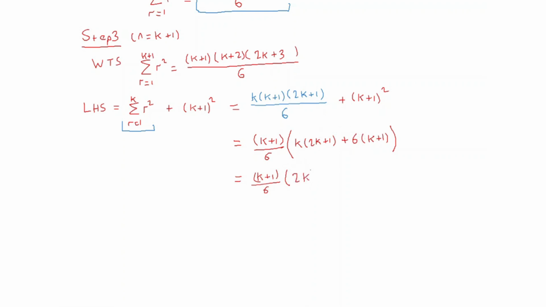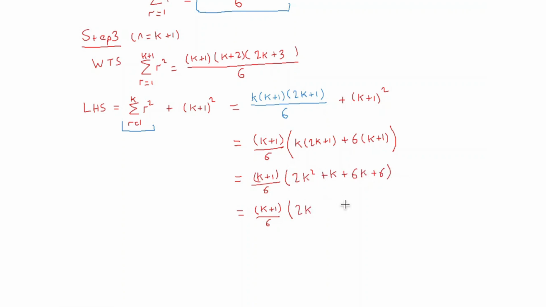That's 2k squared plus k plus 6k plus 6. And then I need to factorize. Let's try writing that again. There we go. K plus 1 over 6. Factorizing this expression here, 2k squared plus 7k plus 6.